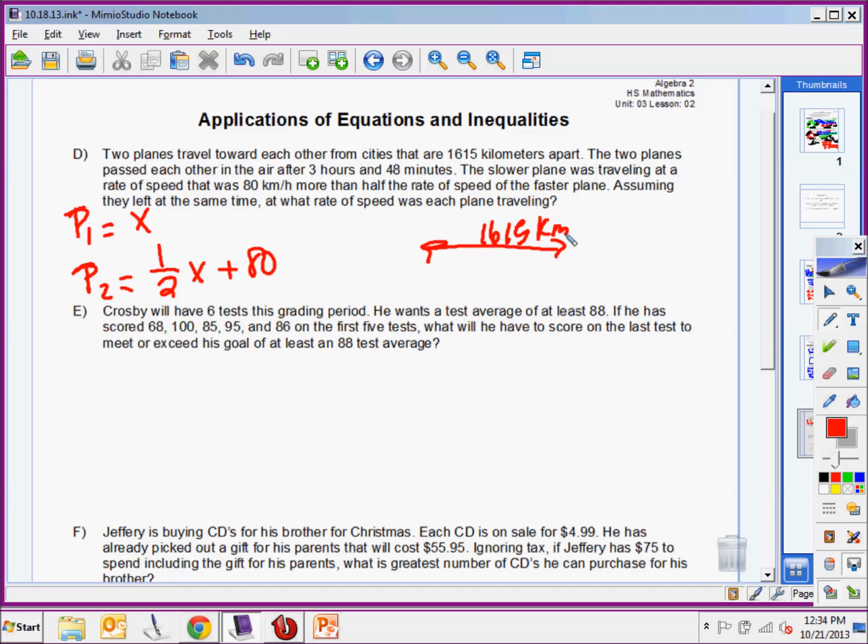That's a little dangerous. So is it less than, no, greater than or equal to? So it has to be greater than or equal to 1,615. And then it tells me that, what do we do? What do we do on the train problem?